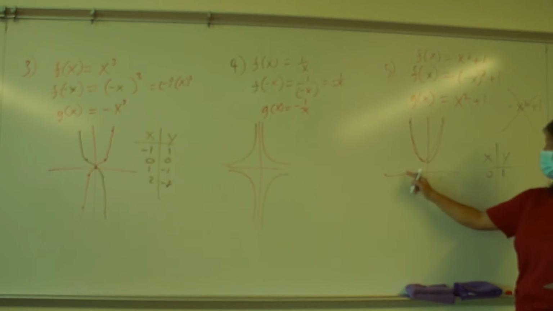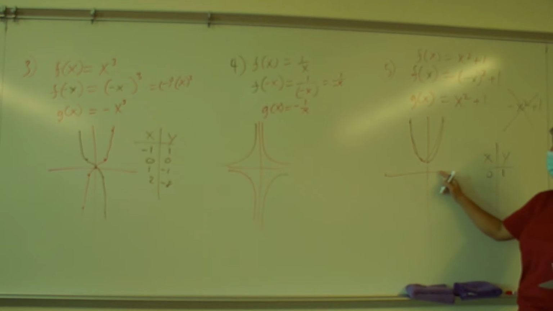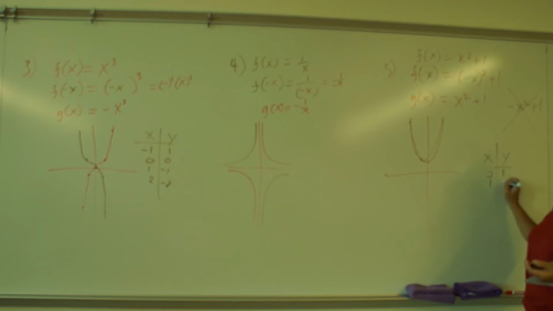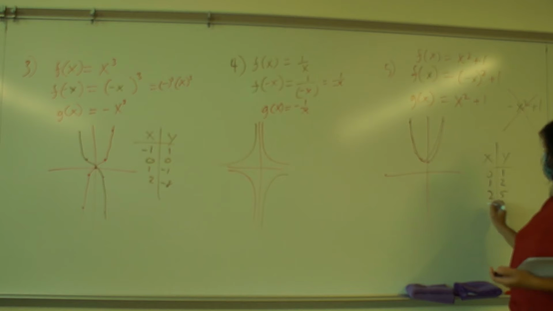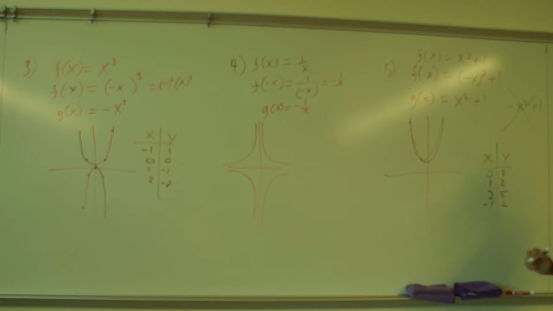When x is 1, remember, first you go to the elevator. So if I go left or right, first I walk to the elevator. So I go over to 1, and I go up or down. I'm going to go up to 2. So 1 has a height of 2. 2 has a height of 5. And then negative 1 would have a height of 2 as well. Good.